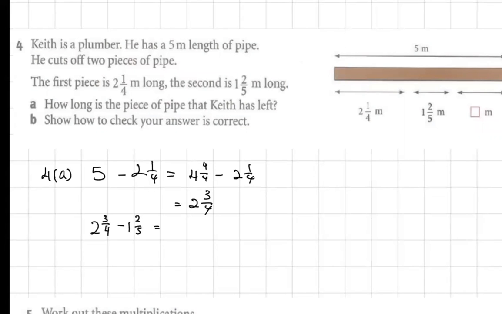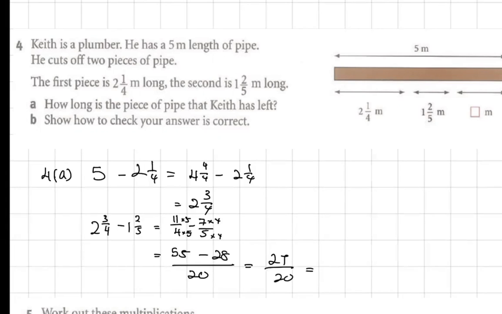Let's make both into improper fractions. 11 over 4 minus 7 over 5. Change both denominators to the same one. 55 minus 28 over 20. So I get 27 over 20. 1, 7 over 20 meters left.